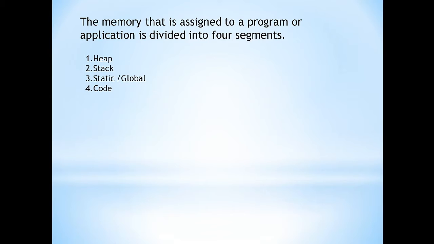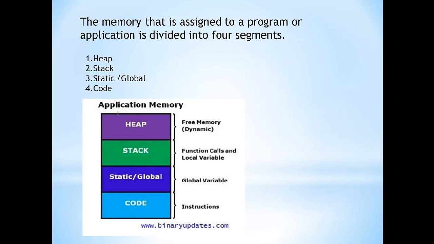The memory that is assigned to any program or application is divided into four segments: heap, stack, static or global, and code. Heap contains blocks of memory. Using dynamic memory allocation, we are going to use the blocks of memory. Function calls and local variables will be in stack, whereas the static or global segment contains global variables. Global variables are nothing but the variables that can be accessed from anywhere in the program. Code contains instructions.